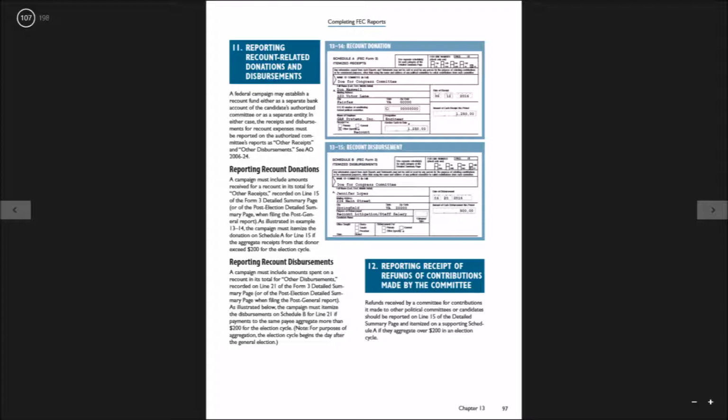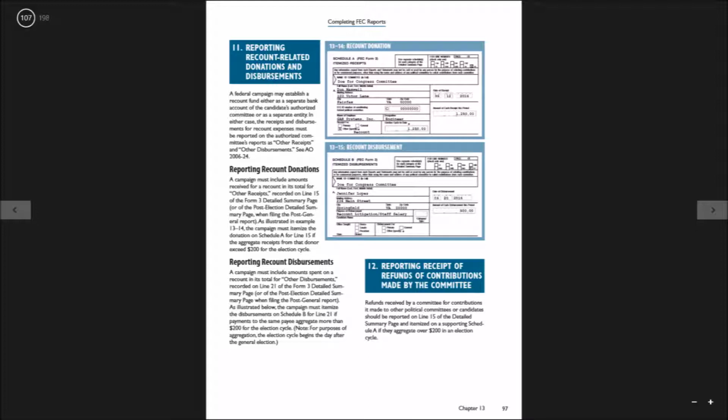Section 11. Reporting recount-related donations and disbursements. There's a little graphic there again. So this Chapter 13 here is very picture-dependent. A federal campaign may establish a recount fund either as a separate bank account of the candidate's authorized committee or as a separate entity. In either case, the receipts and disbursements for recount expenses must be reported on the authorized committee's reports as other receipts and other disbursements. Reporting recount donations.